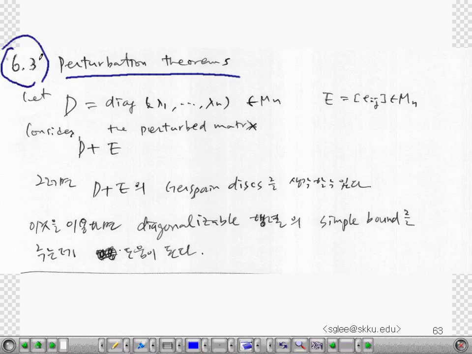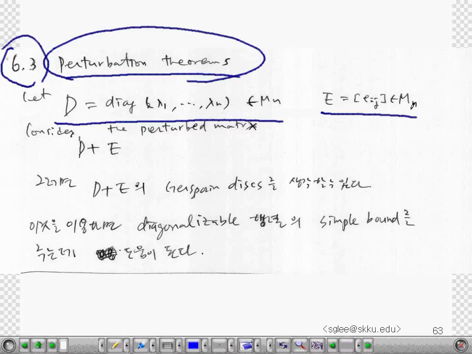First, the third section of chapter 6 is about the perturbation theorems. Perturbations. If you make a small change on the entries, then how much can the eigenvalues change? If you move a little, and the result doesn't make big changes, then you can think it's a stable system. But if you make a small change, but you don't know how much it can change, then you can tell that the system is not very stable.